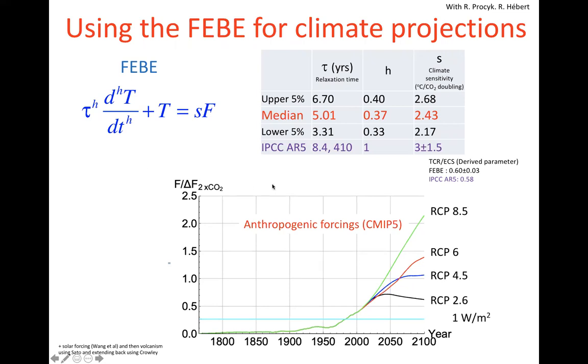And so, okay, this is work with Roman Prochuk and Raphael Hébert. We find, using a Bayesian approach here, an estimate of a median timescale of about 5 years, right? Which is comparable to box models. The usual box model, by the way, is h equals 1, standard derivative, and we're finding it's more like h is 0.4. Climate sensitivity is a bit smaller. It's 2.43 plus or minus a small bit, which compares to the IPCC 3 plus or minus 1.5, right, for CO2 doubling.